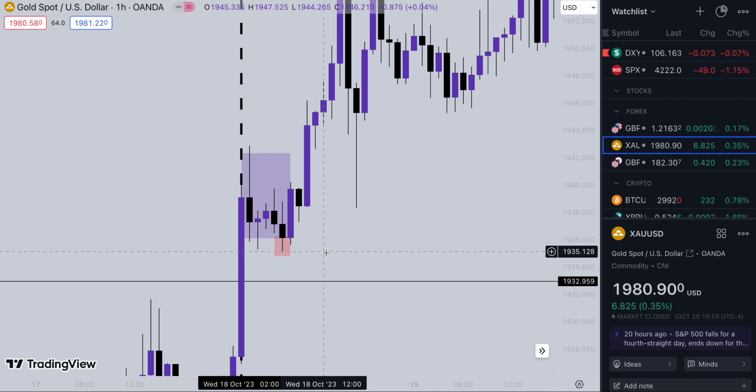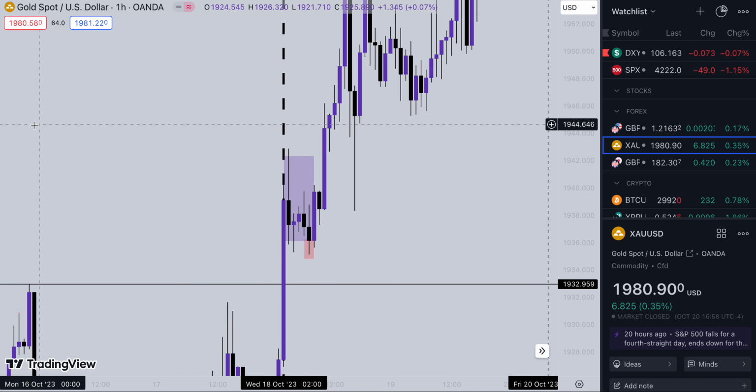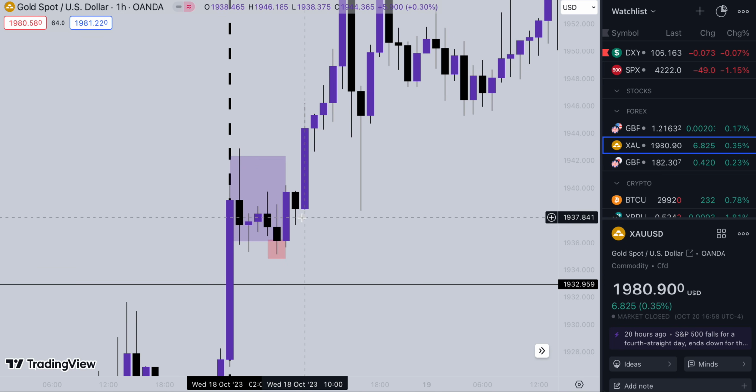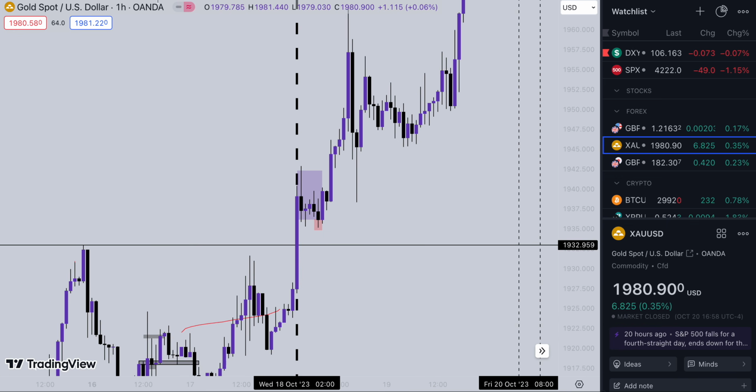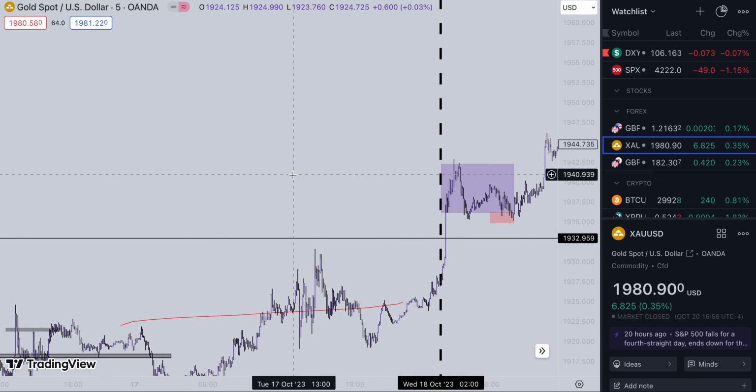What are we waiting for? Some confirmation of entry and to catch the distribution. So obviously right here on the hourly, you can already see we shifted market structure again. But let's go back on the 5 minute and see if we can just find an entry here.